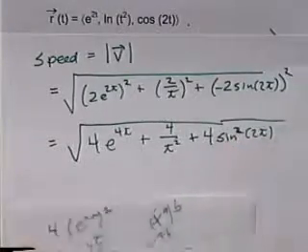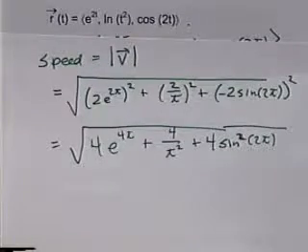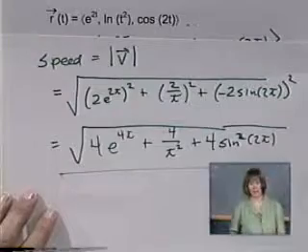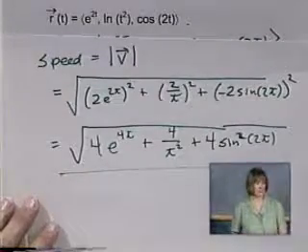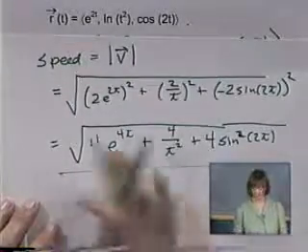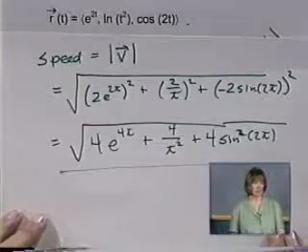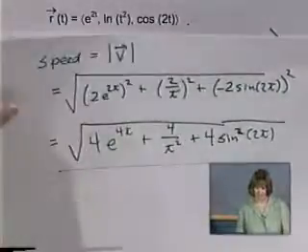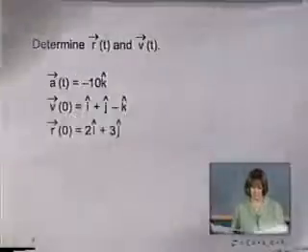They did not give us any particular time to evaluate this for, so life is good, we're done. If you want to know the speed at t equals 0, plug in t equals 0. If you want to know the speed when time is 10, plug in 10. If you want to know the speed when time was pi, plug in pi. Okay, any questions? We're doing okay? All right, moving right along.